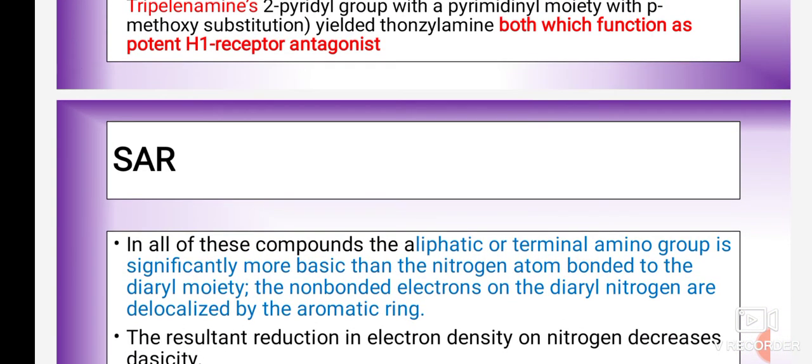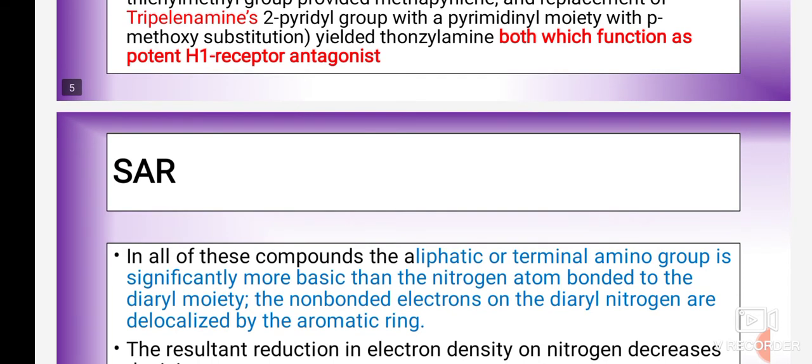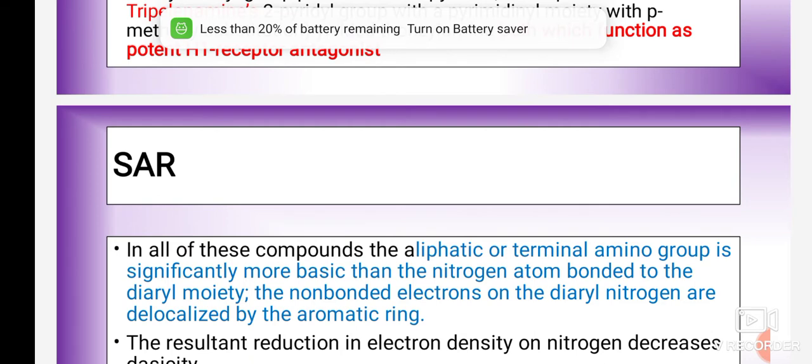You can see in this sentence the resultant reduction in the electron density on nitrogen. So basicity is one of the important criteria related to this class. There is a nitrogen, and on the nitrogen there is a reduction in the electron density. The aliphatic or terminal amino group is significantly more basic than the nitrogen atom bonded to the diaryl moiety. In the structure there is a diaryl moiety, and due to its presence there is a decrease in basicity.